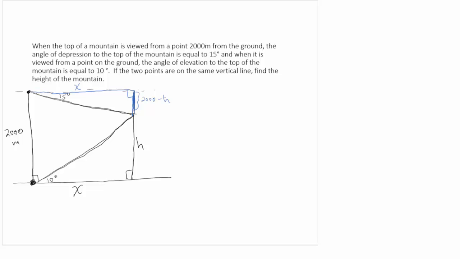And so now I can set up some equations. This one's a little different than the previous problems, but let's take a look at what we get here. I can set up two equations that involve h and x. We can say that the tangent of 15 degrees must be equal to opposite over adjacent, 2,000 minus h over x. And using the 10-degree angle, we can say that the tangent of 10 degrees is equal to h over x. And so we have simultaneous equations, a system of equations in terms of h and x that we need to solve.